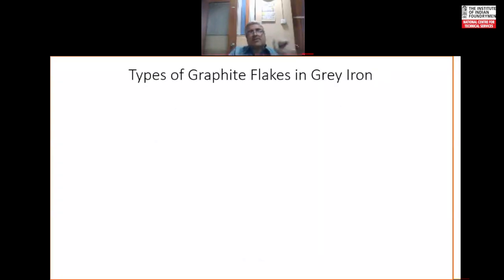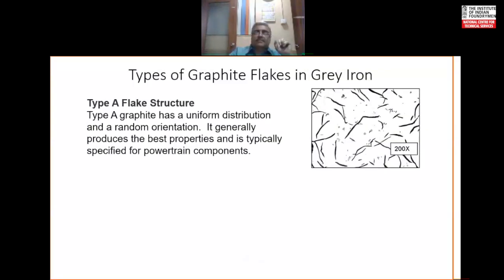Now, let's quickly look at the types of graphite flakes in gray iron. This type of flake, which is uniformly distributed but with random orientation, generally gives you the best properties and is typically specified for powertrain components like engine blocks and gearbox housings, etc.